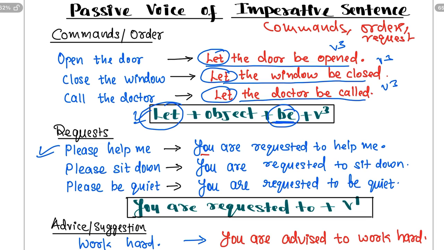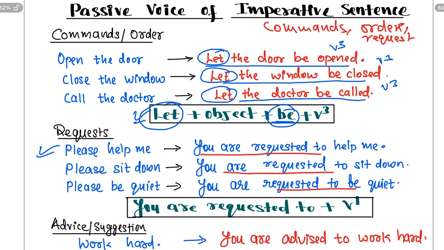So it will be changed like this: you are requested to help me. Please sit down. You are requested to sit down. Please be quiet. You are requested to be quiet. So you have introduced a phrase, you are requested. Then you have used to plus first form of the word, to sit down, to help. So this is the rule of changing a request sentence into passive voice.